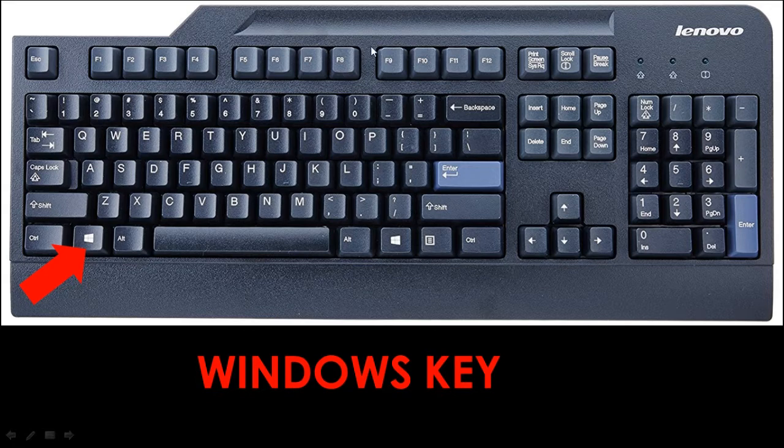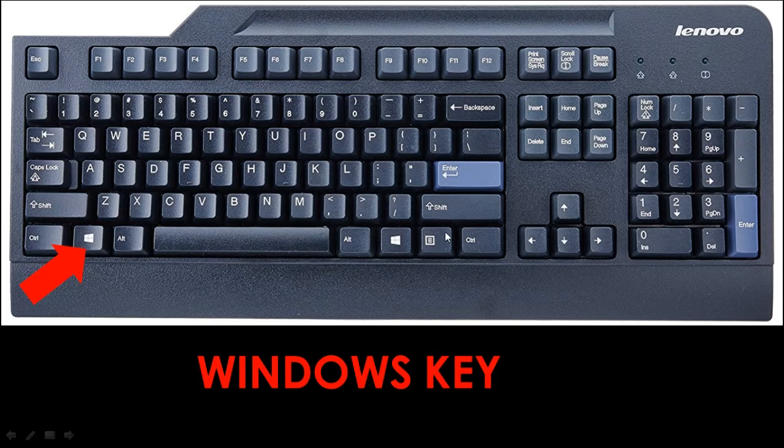At the first row it says F1, F2, F3, F4, F5, F6, F7. Those are called function keys. And over here there are 4 arrows, those are called arrow keys. Those are number keys, like 1 2 3, and those are alphabet keys, A to Z. And there is a special key called the Windows key. You will see it between Control and Alt. That is the Windows key.